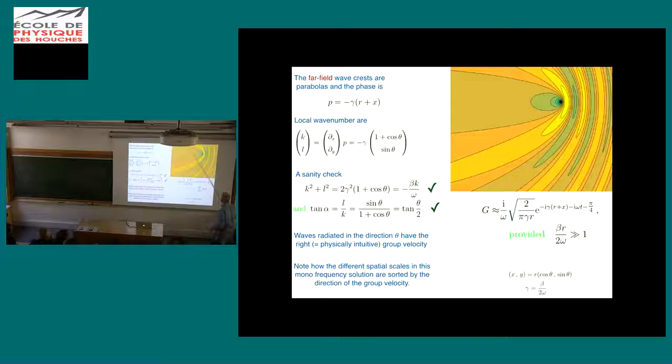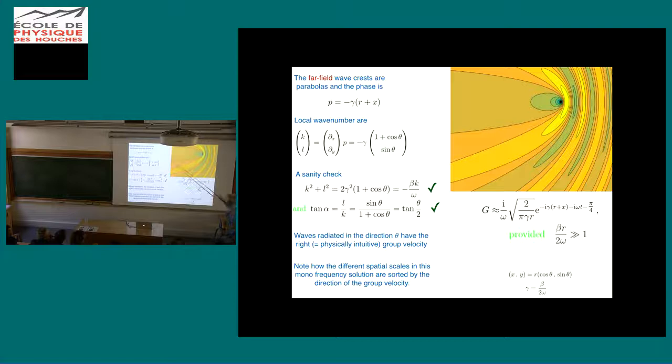So here's a picture of the Green's function. The way you can see that it's sensible physically, that is that the radiation is outwards, you look up the expansion of the Hankel function in the far field, and the second Hankel function, H2, in the far field, becomes e to the minus i gamma r. The first Hankel function would be e to the plus i gamma r. Now why e to the minus i gamma r? It's because this function, minus gamma times r plus x, is what you might call the phase. It's the phase function in the far field, and in particular, if you drew curves of constant phase in the far field, that's the equation of a parabola. So that's this parabolic set of wave crests which are radiating away from the delta function source.